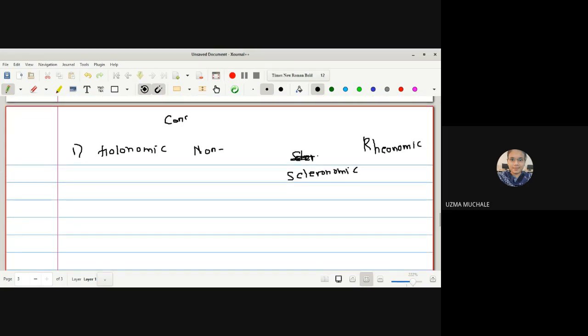The constraints are actually divided into four types: holonomic, non-holonomic, scleronomic, and rheonomic. Okay, let us go one by one. What do you mean by holonomic constraints?